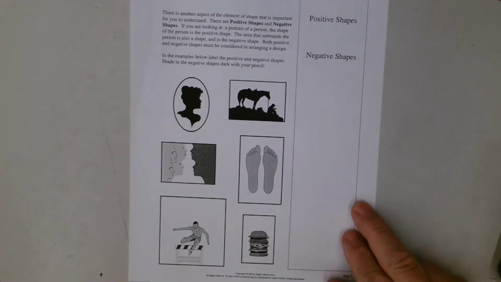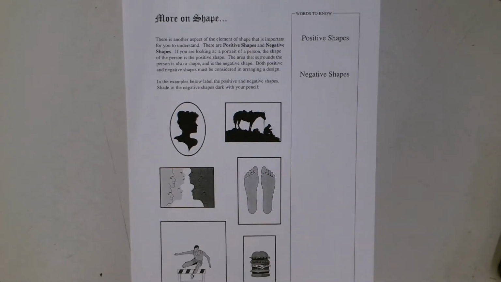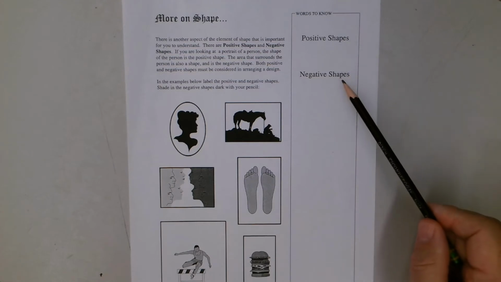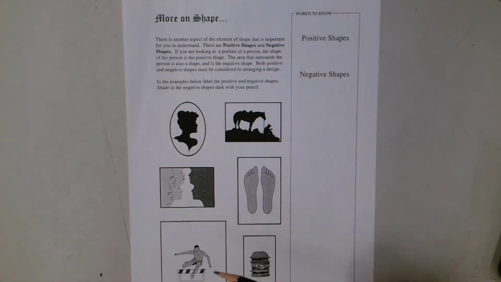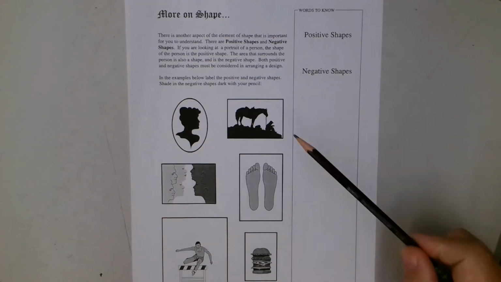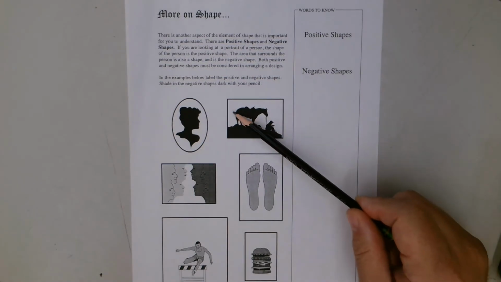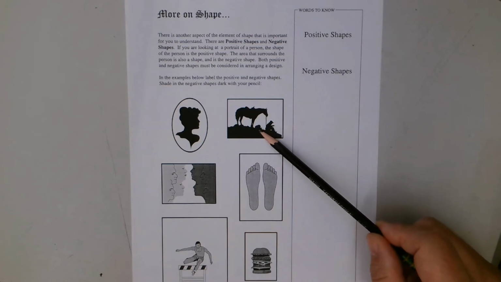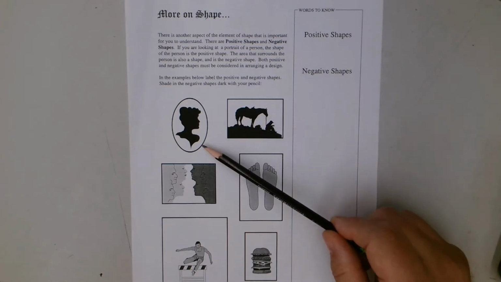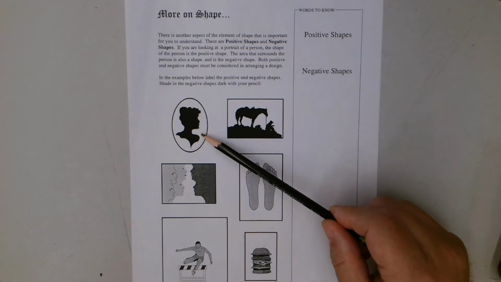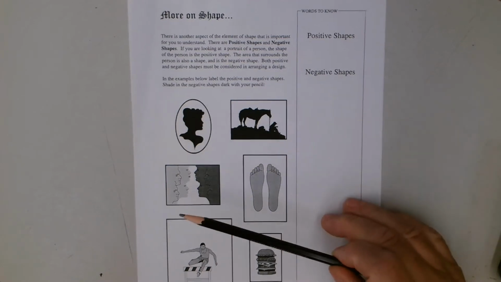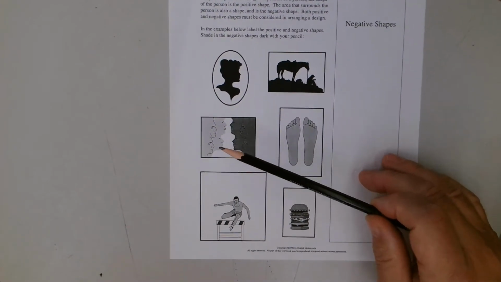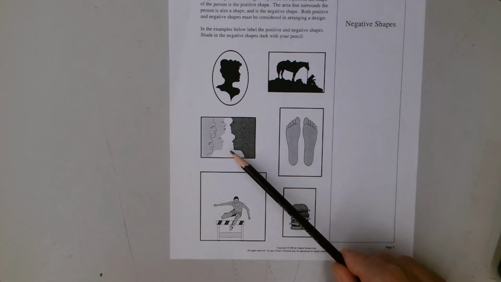The next phase of shapes that we have to talk about is more on shape. The words you know are positive shapes and negative shapes. If you're looking at these pictures, the area that's in the background is the negative space, and the positive space is the cowboy and the horse. Or the woman here is the positive space, and the background is the negative space. Probably this is the most that you've seen before.